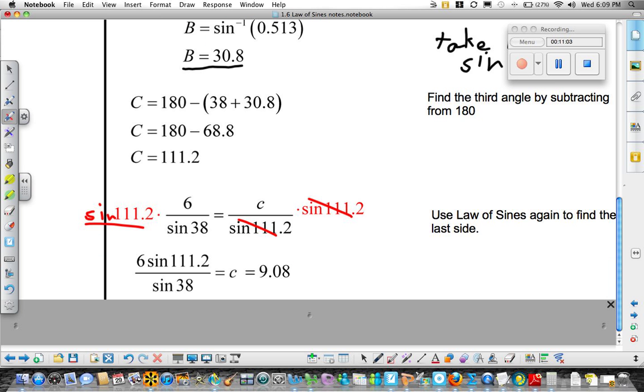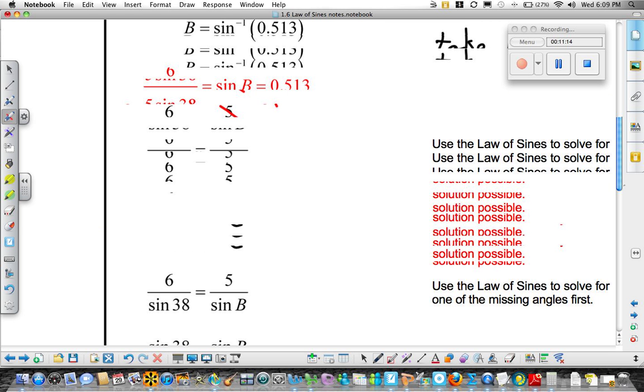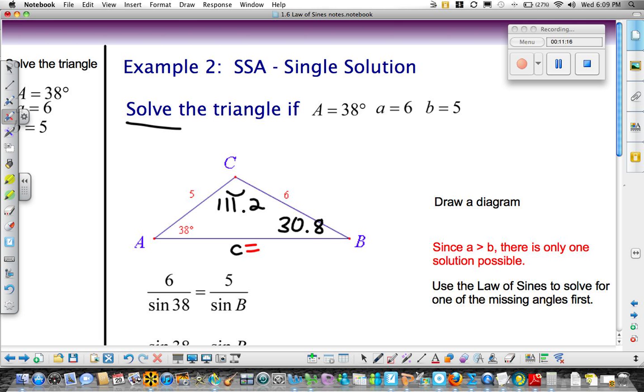And then when we do that math on the calculator, we multiply 6 times sine 111.2 divided by the sine of 38. We get C is equal to 9.08. Now I just want to go back to my diagram here for a second and think about that value. Always check your answer for reasonability. Does it make sense that this side would be 9.08 if my other sides were 5 and 6? Absolutely. It's clearly the longest side in the triangle. C is the biggest angle, so that fits really, really nicely.